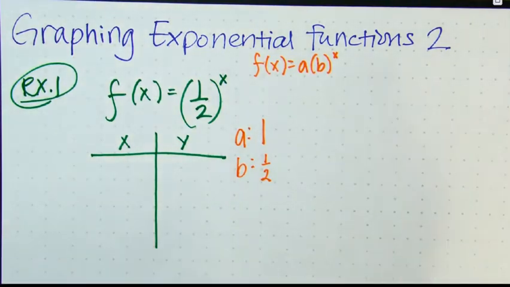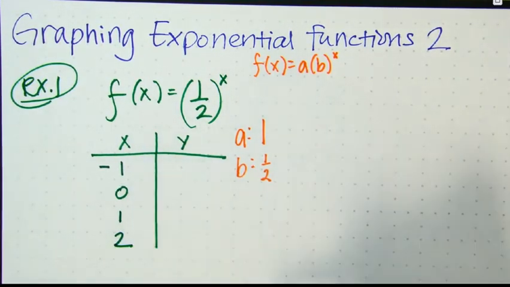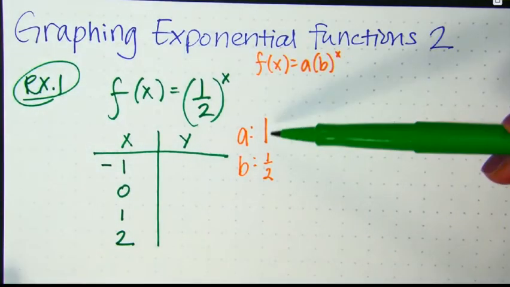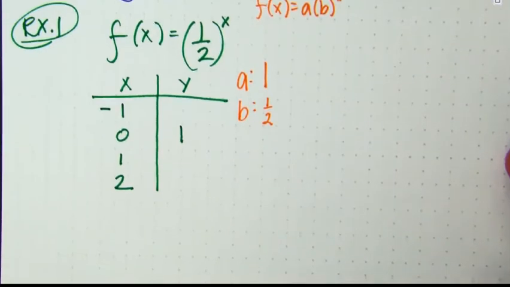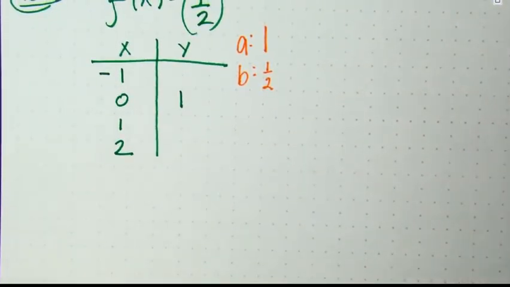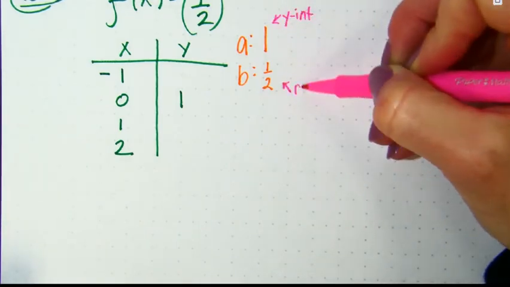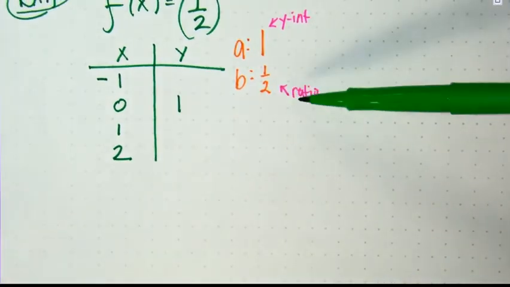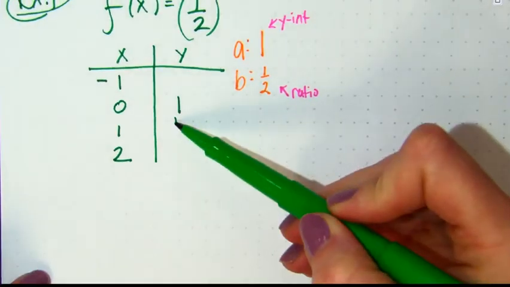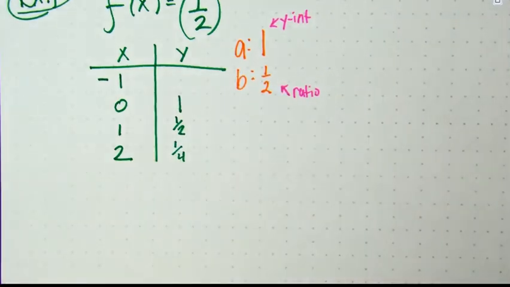So when we create our table, let's do -1, 0, 1, 2. Since my A is 1, and I know that's my first term or my y-intercept, that matches up with x equals 0, right? So this is our y-intercept, and this is our ratio. So that means that everything is going to be multiplied by 1/2 to get my next point. So my next point here is 1/2, because remember, this is a geometric sequence, right?